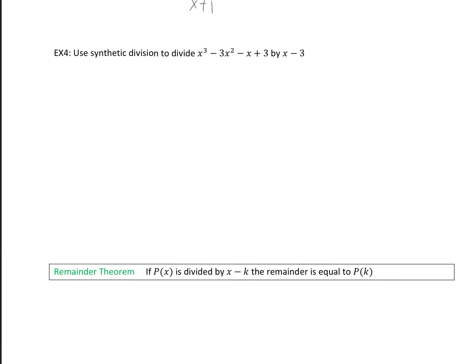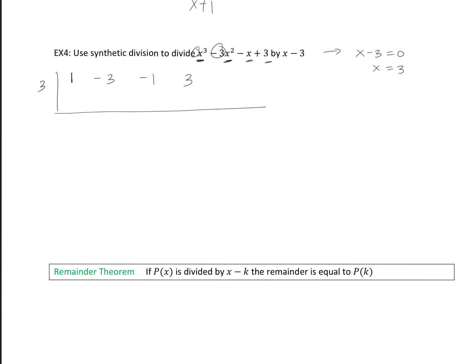So example 4, use synthetic division to divide x cubed minus 3x squared minus x plus 3 by x minus 3. So again, to figure out what we're dividing by, set it to 0, so x is going to be 3. So we're dividing by 3. And then set in our polynomial, so that's going to be a positive 1 from the x cubed, -3, -1, and 3. We don't have to add a 0 anywhere because we're not skipping degrees. It goes perfectly from cubed, squared, 1, and then no variable.